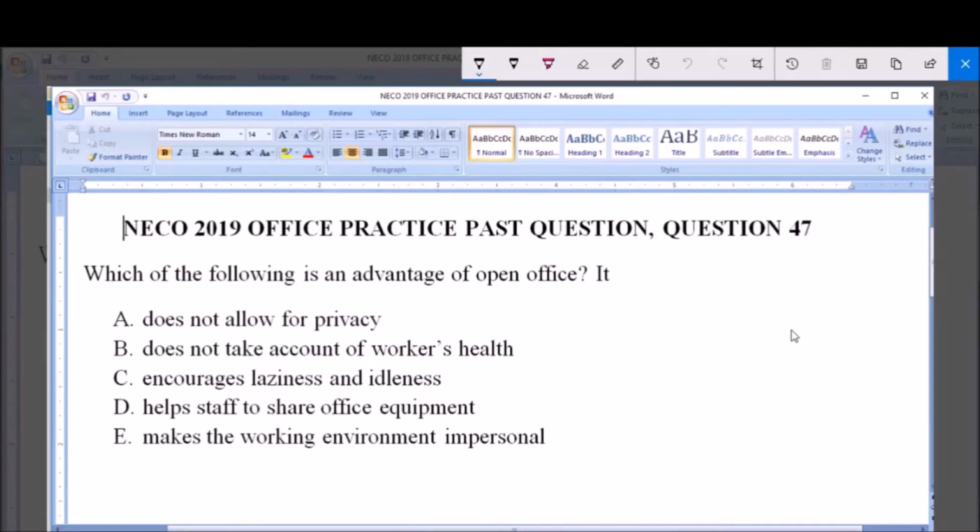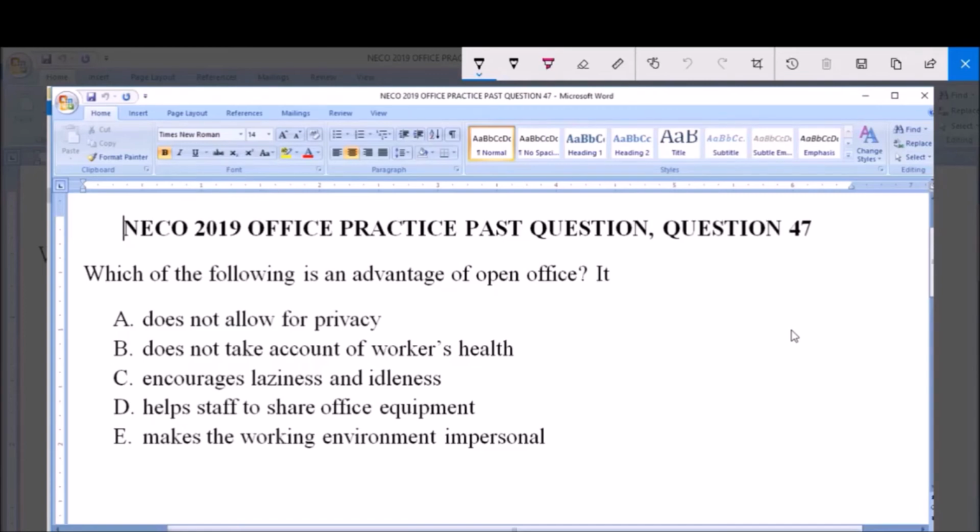I will be answering NECO 2019 Office Practice past question, question 47. Which of the following is an advantage of open office? A, does not allow for privacy. B, does not take account of workers' health. C, encourages laziness and idleness. D, helps staff to share office equipment. And E, makes the working environment impersonal.